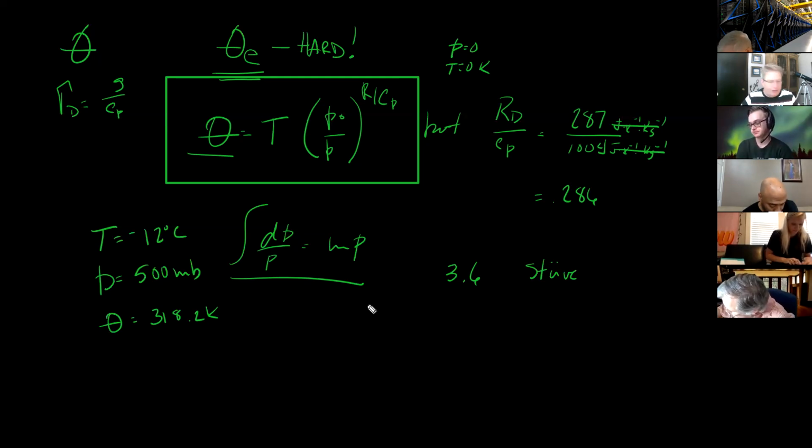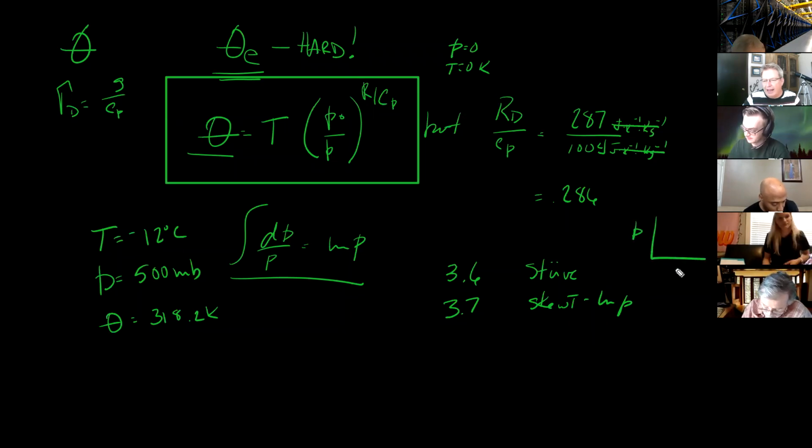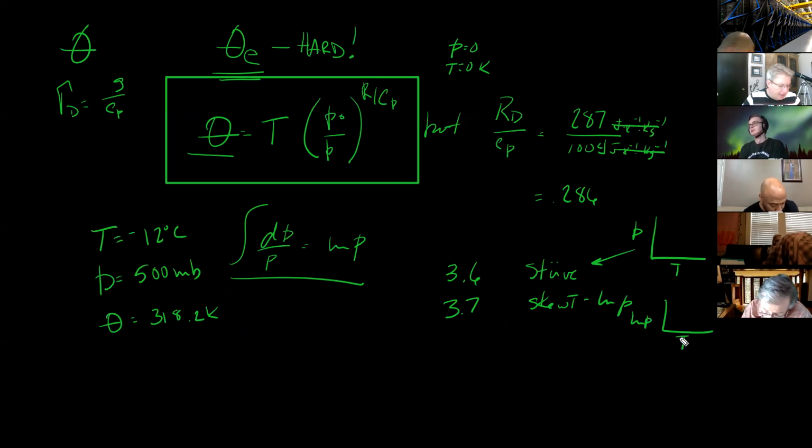So that would be the Stuve diagram. Now, 3.7 is called a skew T. 3.6 is the Stuve as well? 3.6 is the Stuve. 3.7 is the skew T, skew T log P. So rather than going pressure and temperature, which is this one, they do log P and temperature. And the temperatures get skewed.